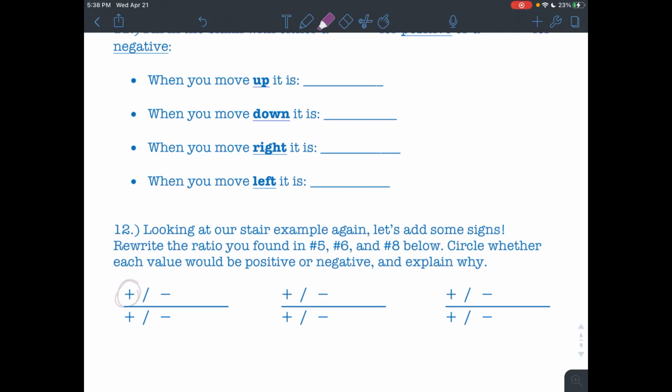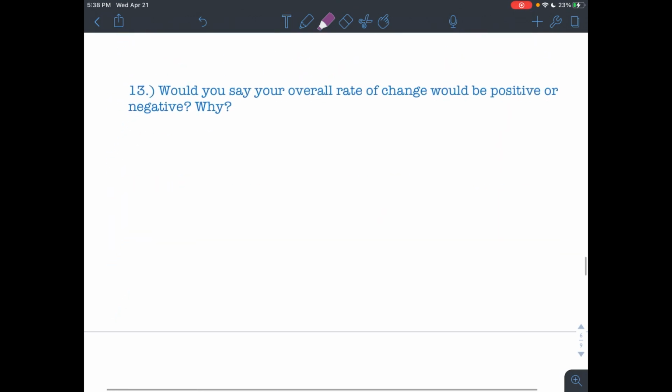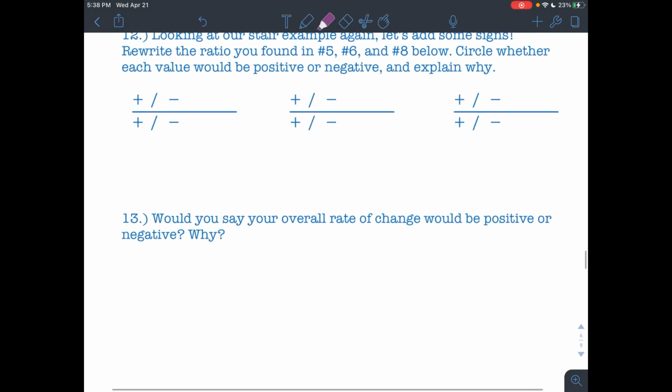So in this one, it could be anything like this, like this, like this, depending on whether it's moving up, right, left, or down. Then I want you to look at your rates of change, all 3 of these. Would you say that the overall rate of change would be a positive rate of change or a negative? And tell me why.